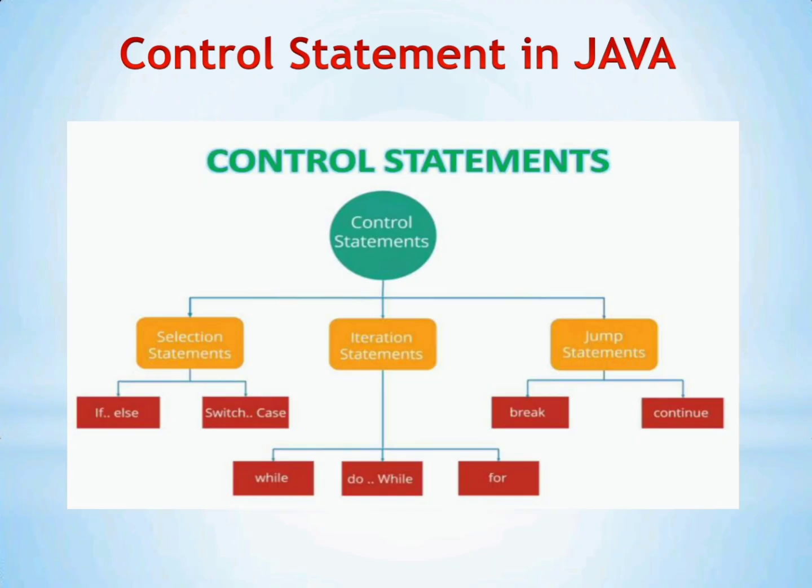Let's discuss control statement types. There are three types under control statements: selection statements, iterator statements, and jumping statements. These statements help us to execute the program in a flow.